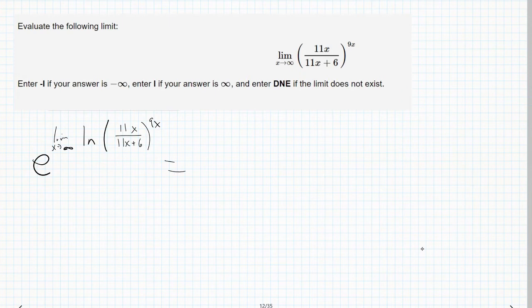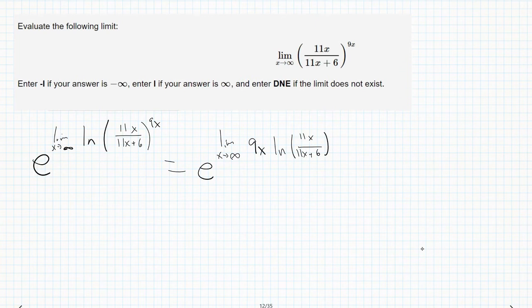Now, this allows us to look at it a slightly different way. We'll get e to the limit as x approaches infinity. If we can write this as 9x times the natural log of 11x over 11x plus 6. Now with this, you could try and set it up where you could take a derivative, but taking a derivative of 11x over 11x plus 6 would be kind of nasty. That's where we can use properties of natural logs. And we'll pull the 9 out in front because of continuity properties.